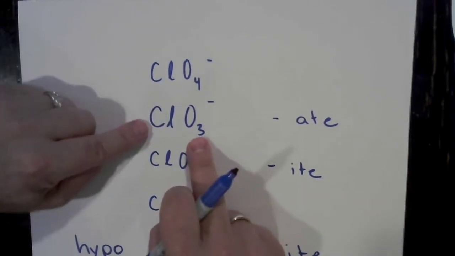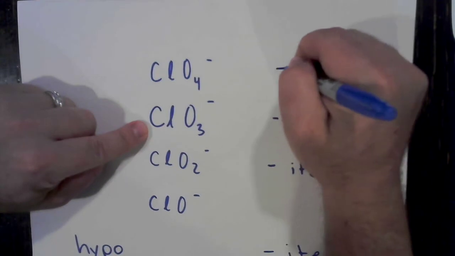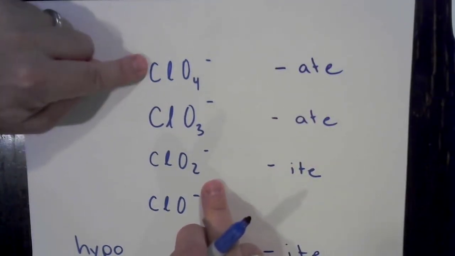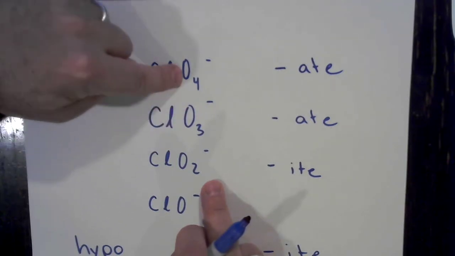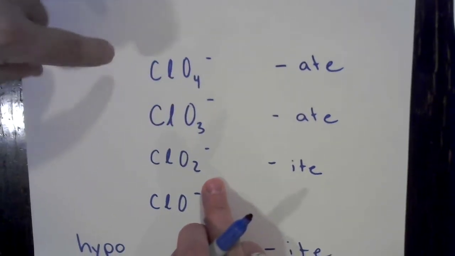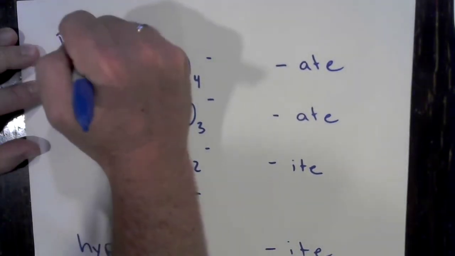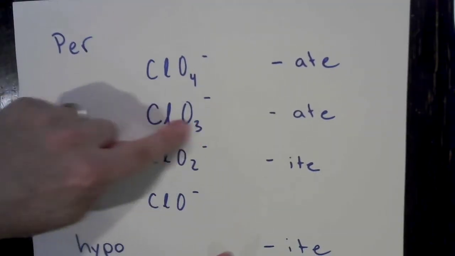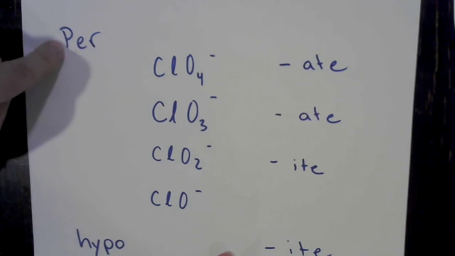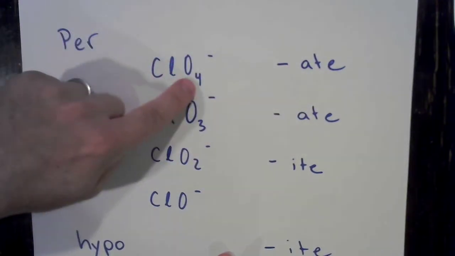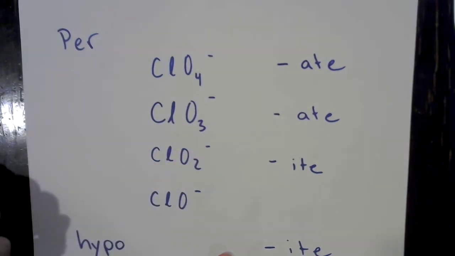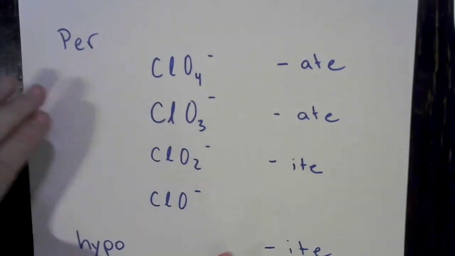Now there's also a pattern when you go up. So this is going to also end with an ATE, but the way that we get this extra oxygen from our ATE is we're going to have a PER that's right here. So I'm going to write PER. So if this was chlorate, this is perchlorate, to have 4 oxygens. Again, notice these are all -1 charges. So this is the pattern.